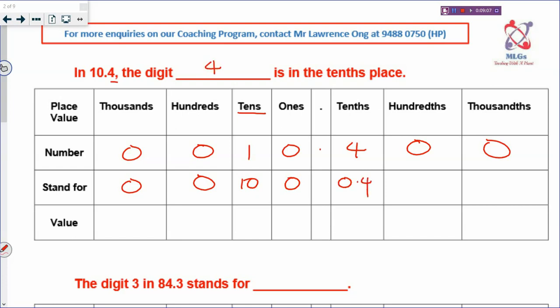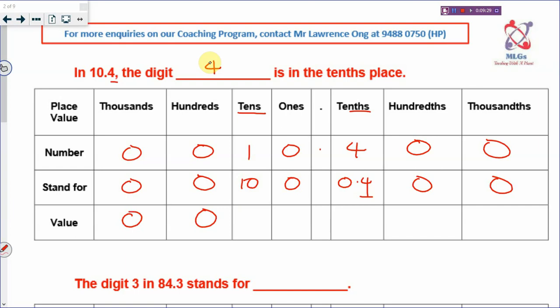Okay, just remember, if you see tenth, that is your 1 decimal place. So your answer must have 1 decimal place, 1 digit after the decimal point. How about the hundreds? Nothing. Nothing means 0. And thousands also nothing. Okay. Now your value will be the same answer as stands for. So nothing, 0, nothing, 0.